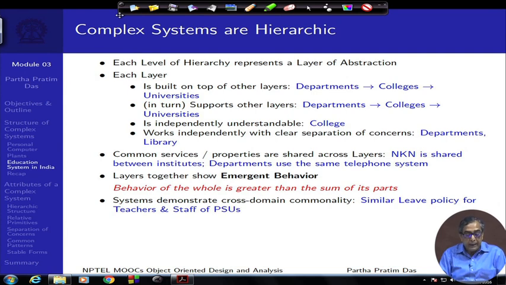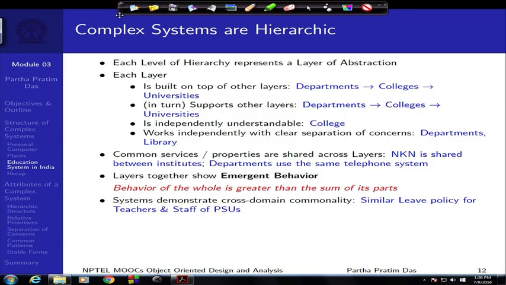So, they enjoy a whole lot of common services like NKN, which is available between institutes and the many departments, and they use the same telephone system. Finally, they demonstrate emergent behavior. When we take the library, the department, or the playground separately, we have certain functionalities, but when we put them together, we have a college, which has a bigger functionality. When we put 100 colleges together under a university, we have a different kind of additional behavior.